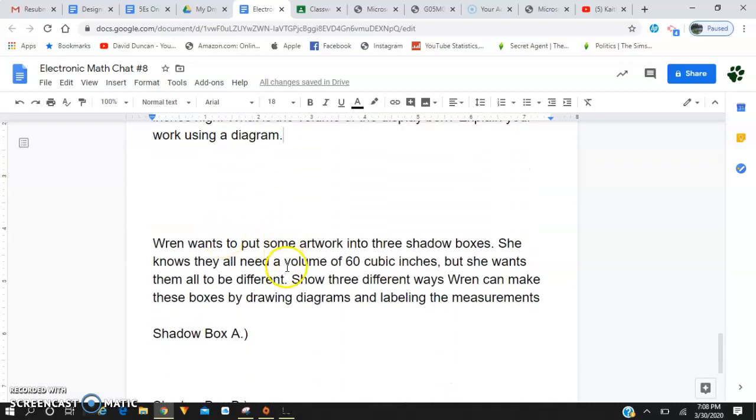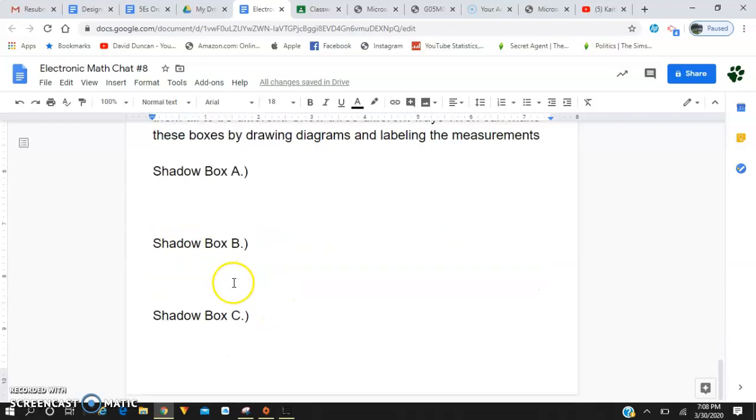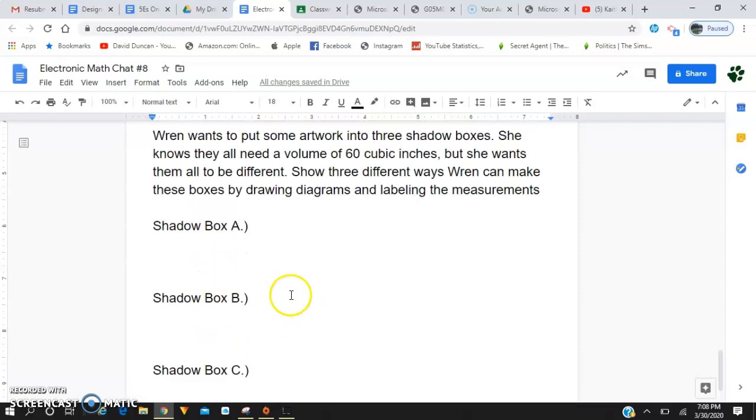This is where you are now going to have to identify 3 different formulas that all have the same volume. Ren wants to put some artwork in 3 shadow boxes. She knows they all need a volume of 60 cubic inches, but she wants them all to be different. Show 3 different ways Ren can make these boxes by drawing diagrams and labeling the measurements. So I have shadow box A, B, and C. You need to come up with 3 different equations that will all give me 60 cubic inches.